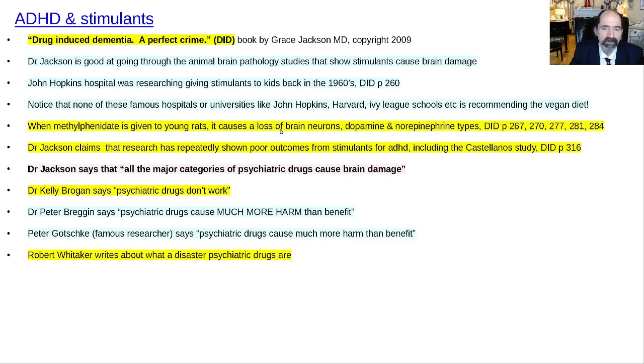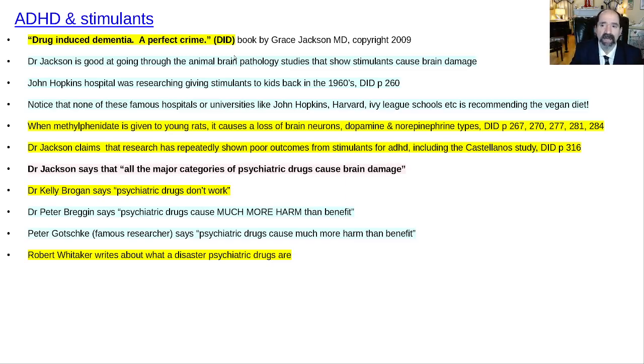Okay, I think we're finishing up here. I think this is the last slide. Oh, and maybe I've got one more after this, but this might be the last one. So anyways, Drug-Induced Dementia as a Perfect Crime by Grace Jackson. Here's the book, a brilliant book, and she went through an extensive study. She's a psychiatrist herself, a bright lady, of how these drugs just push people towards dementia.